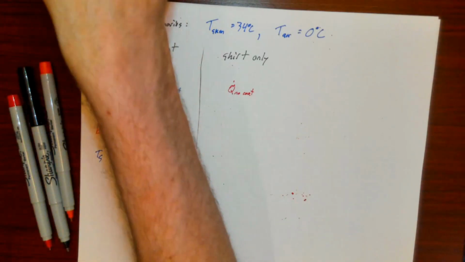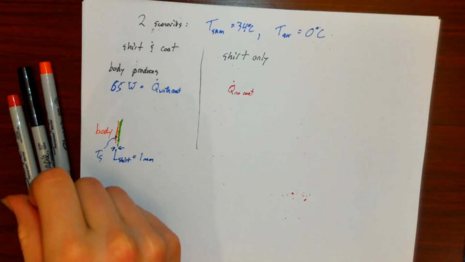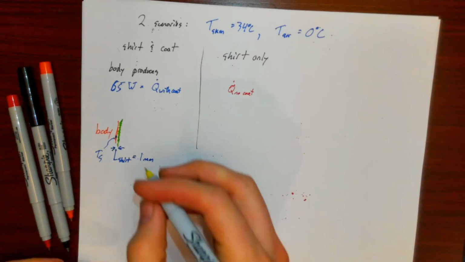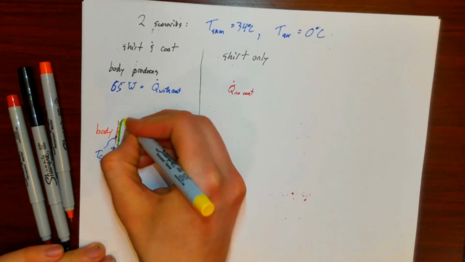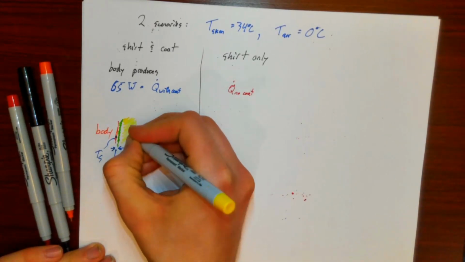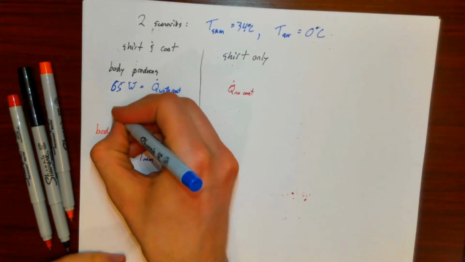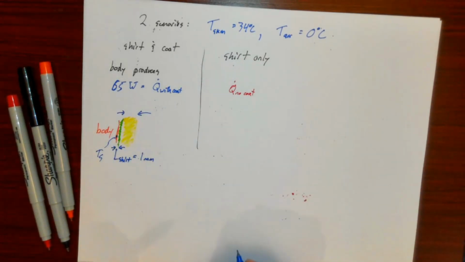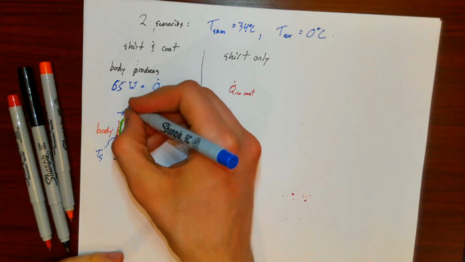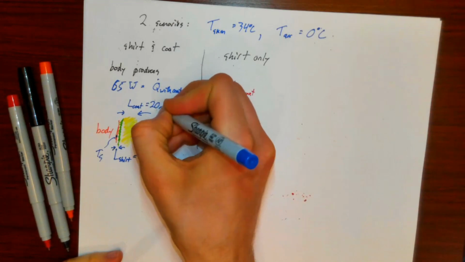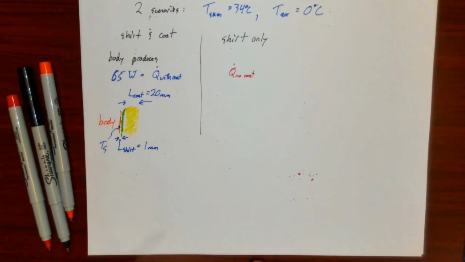And in addition to wearing a shirt, I'm also wearing a coat, a nice big thick coat. I'm a New Englander after all. So I'm wearing a nice big thick coat that's in contact with my shirt. And this coat is pretty thick. Let's say it's 20 millimeters. So the thickness of that coat is 20 millimeters.